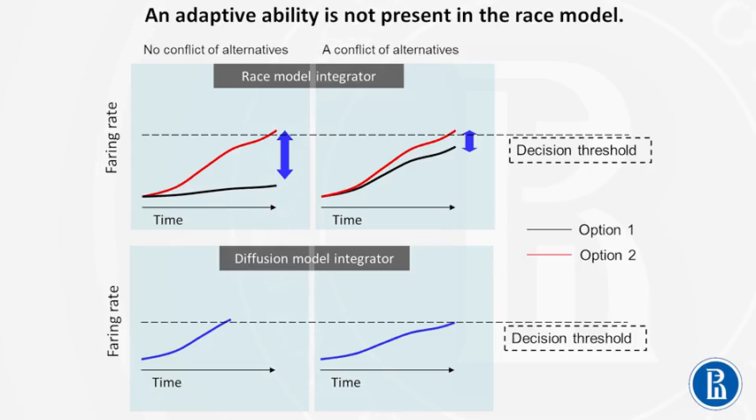Whereas in the diffusion model, the decision-making neuron compares evidence for alternatives. So when there is a clear difference in the evidence for alternatives, this neuronal network will achieve the decision threshold faster than in the situation when there is a conflict of alternatives, when alternatives are close to each other.